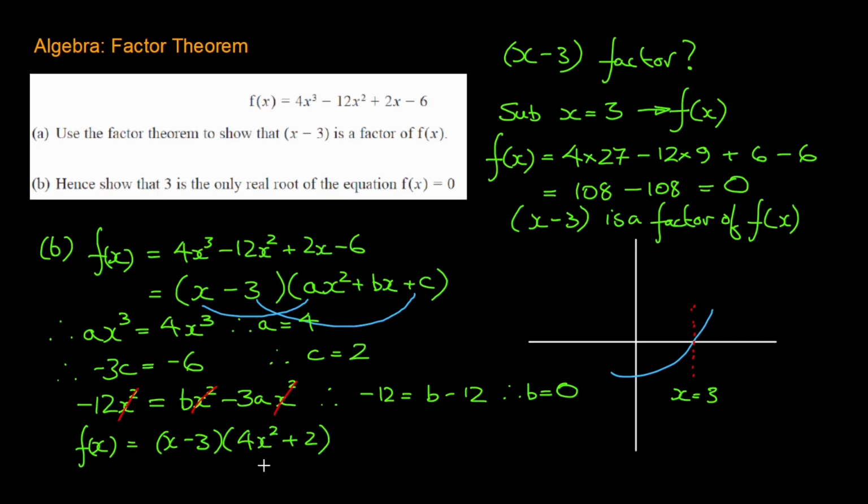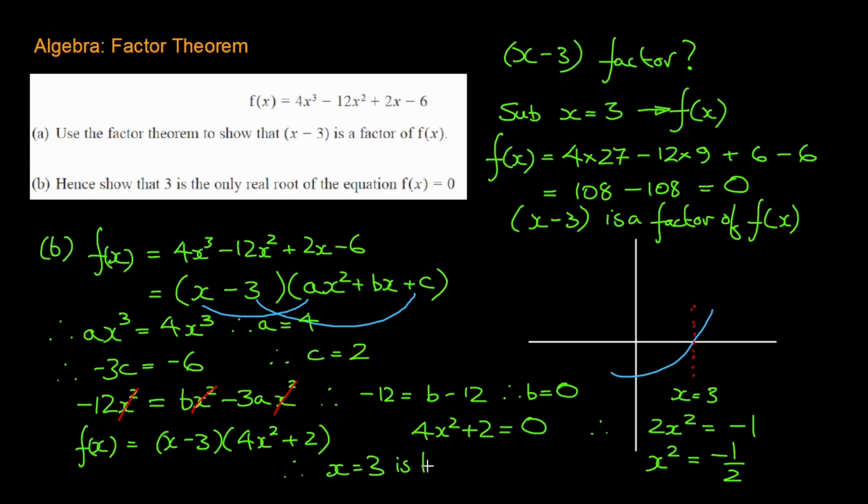So we know that x minus 3 is a root. We now need to find out by setting this quadratic to 0 whether this produces any roots. We're testing it. What value of x produces a 0 answer? Divide through by 2 and get 2x squared is equal to negative 1. x squared is equal to negative a half. And if we attempt to find the square root of both sides of that equation, we can't, because we cannot take the square root of a negative number without going into complex numbers. So I can say that x equals 3 is the only real root.